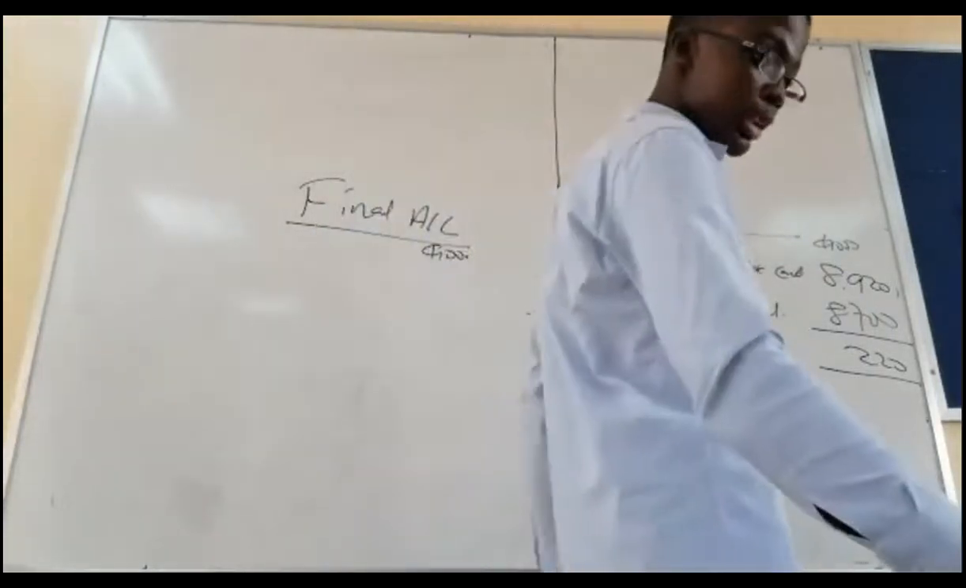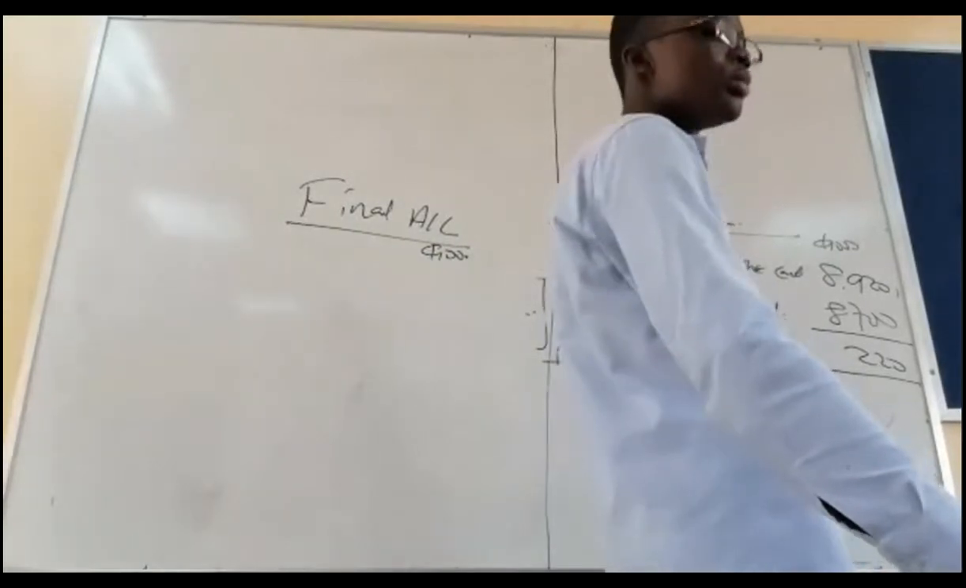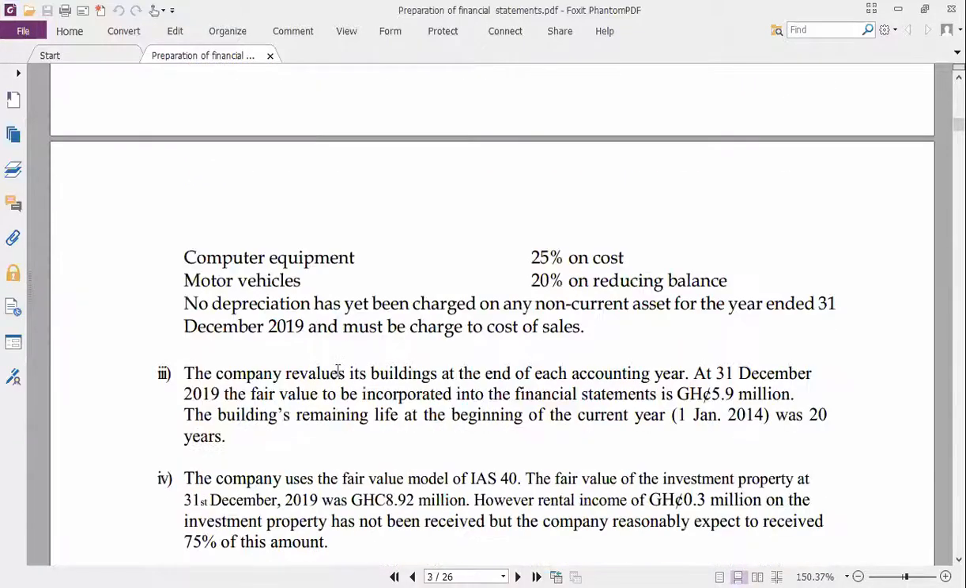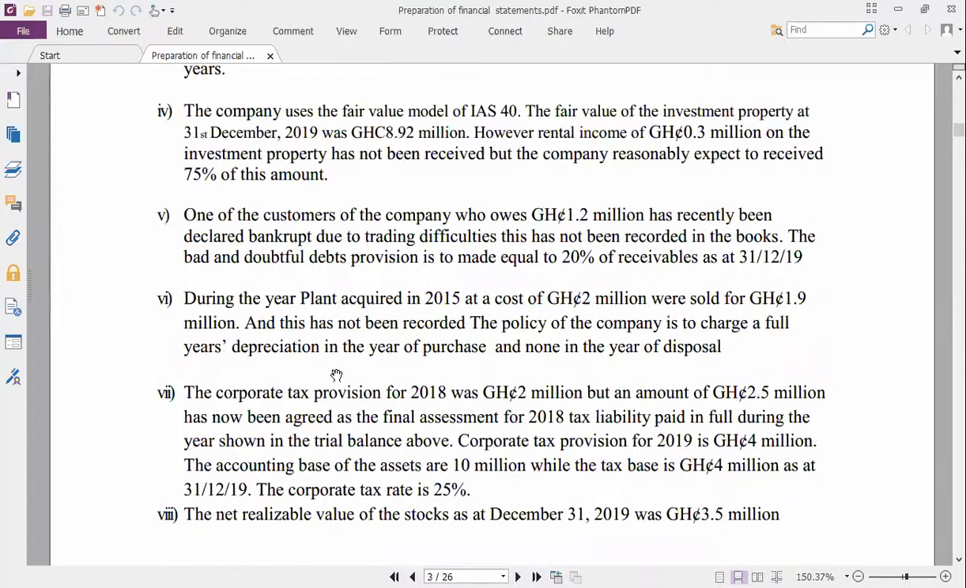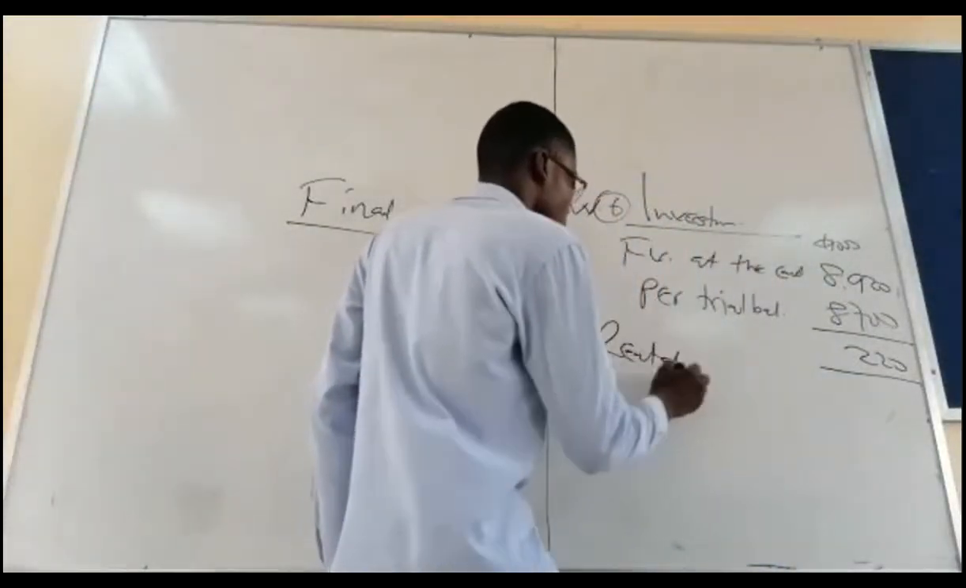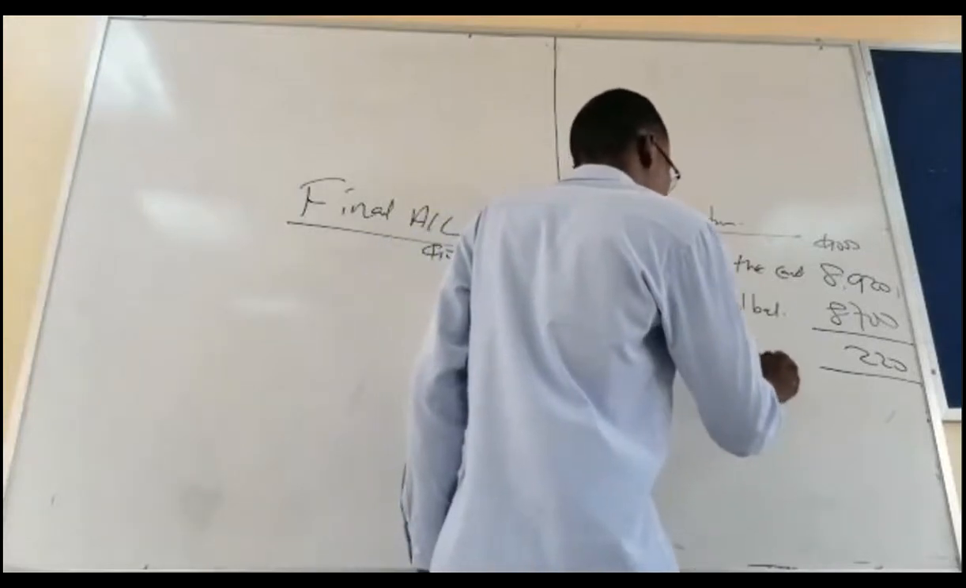I'll move on to the same note, line by line. I don't know where to send this figure. I'll not even send it. I'll not move again. I'll continue with the note. However, rental income of 0.3 million on the investment property has not been received, but the company reasonably expects to receive 75%. Oh, they have not received 0.3. Okay, so rental income not received.